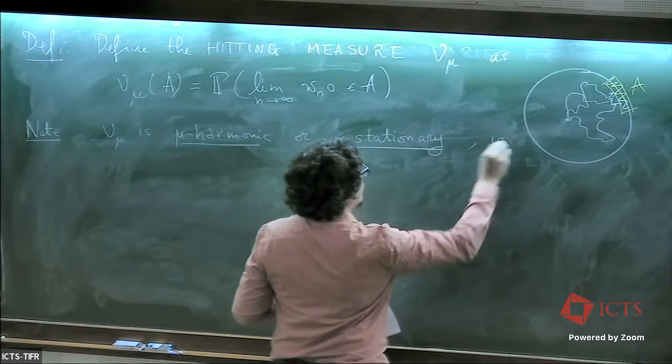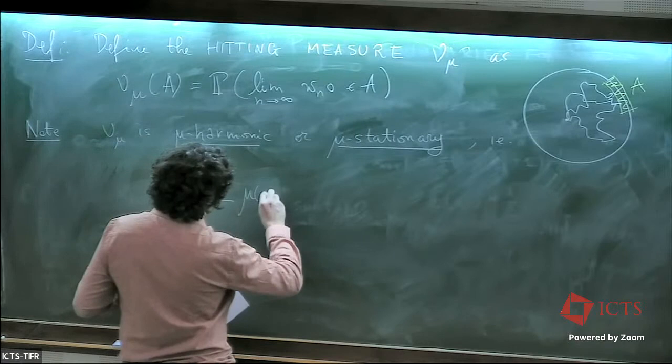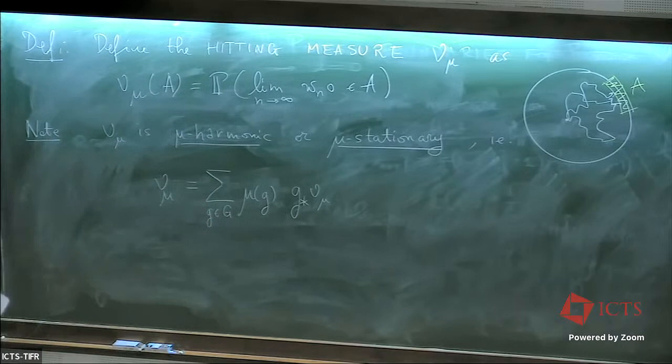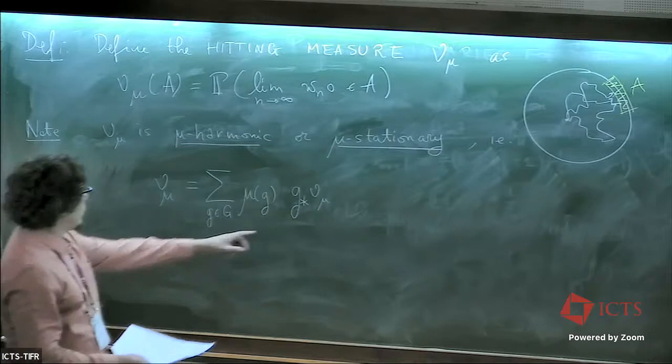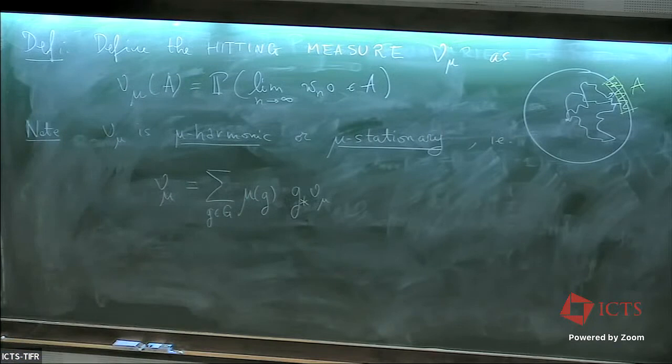So this measure is not invariant by the group action, but it's invariant on average. You take mu of g, and you push forward the measure by your element. So what's happening here is that you see this is an invariance on average because you start with this measure, you push it forward by the group element, and then you're averaging over all possible choices and you get back the original measure. This is as good as we can get because there would usually be no invariant measures on the boundary.